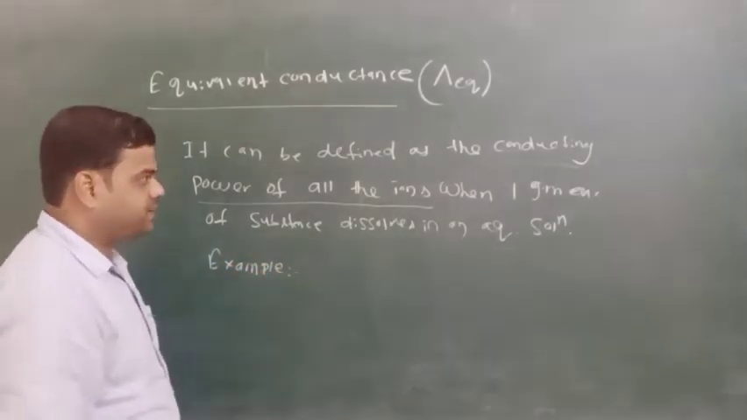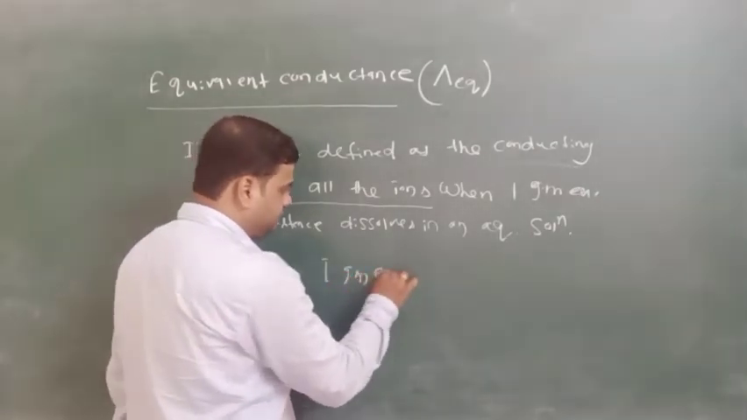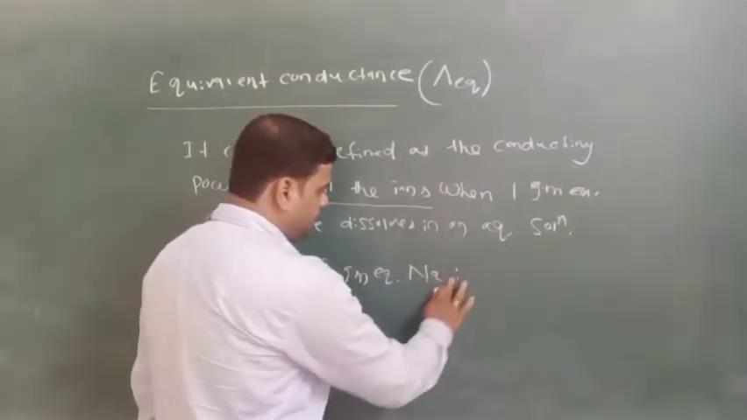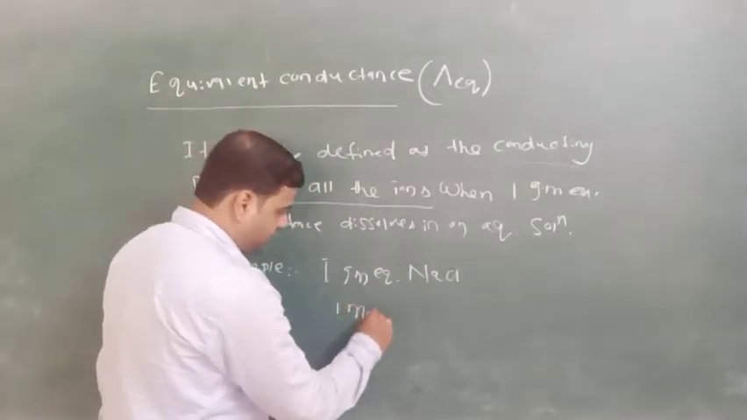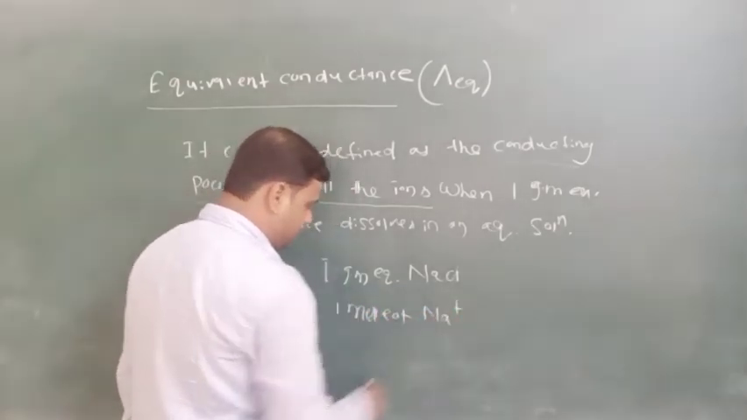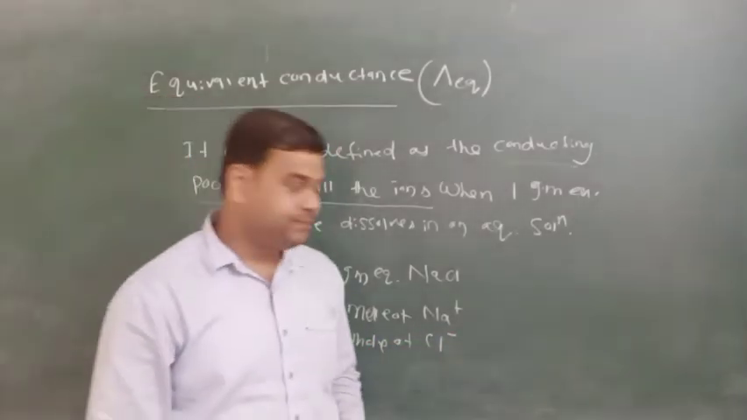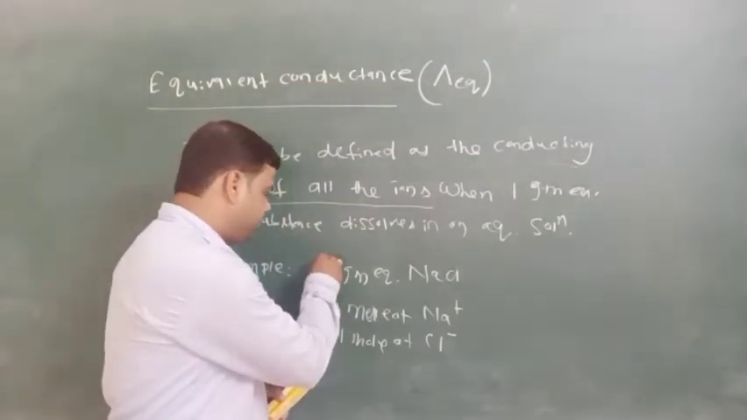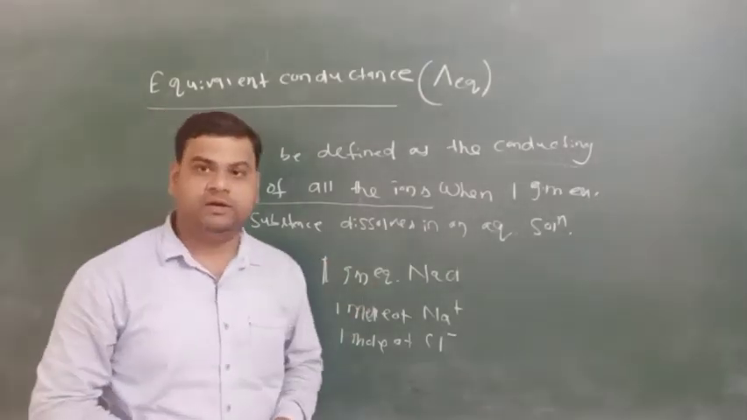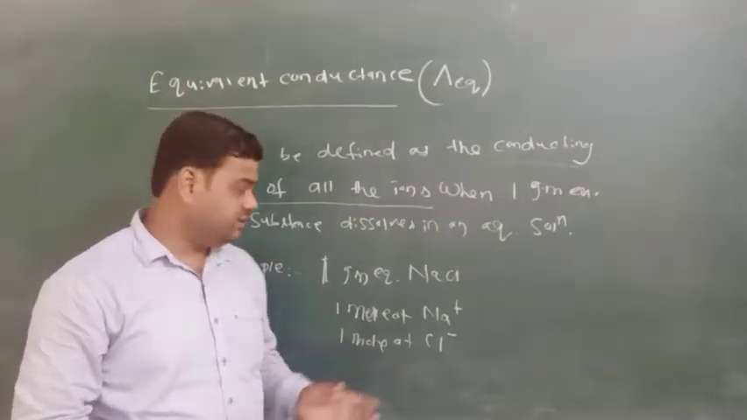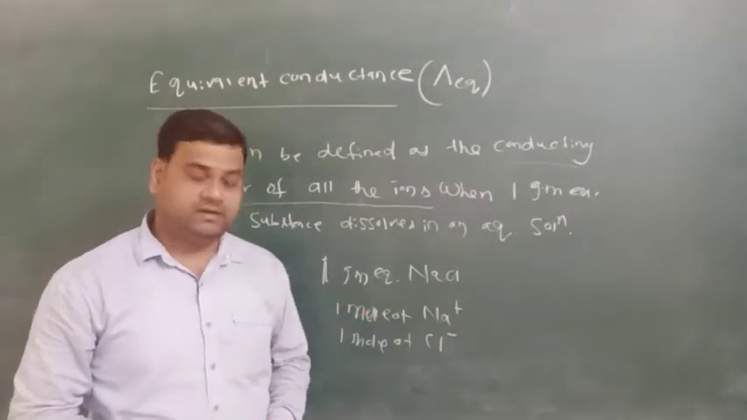An example: if you take 1 gram equivalent of NaCl, it will dissociate to form 1 mole of Na plus ion and 1 mole of Cl minus ion. So here we have taken 1 gram equivalent of NaCl in an electrolytic solution. When it dissolves, it dissociates to form two ions, one positive ion, Na plus, and one negative ion, Cl minus. So we get 1 mole of Na plus ion and 1 mole of Cl minus ion.